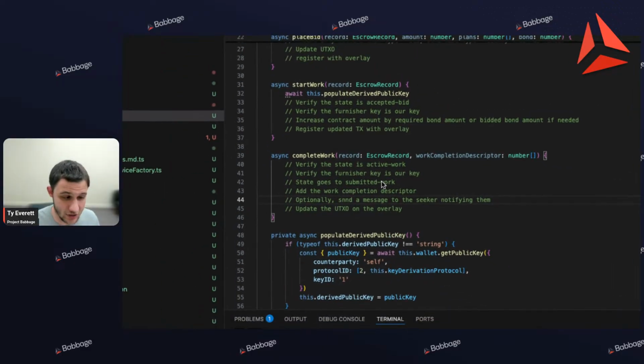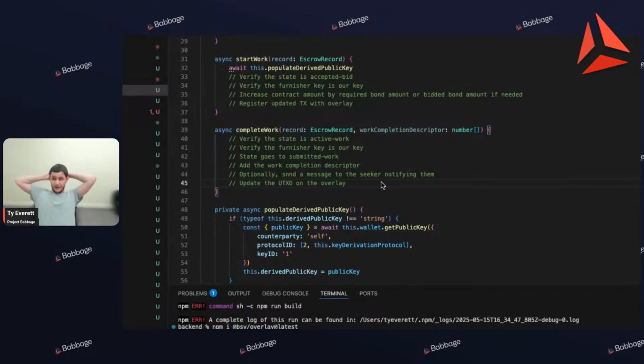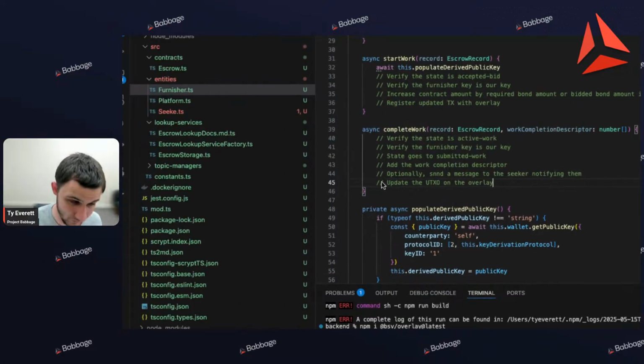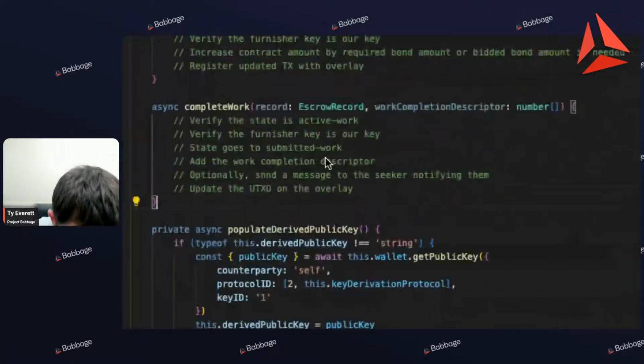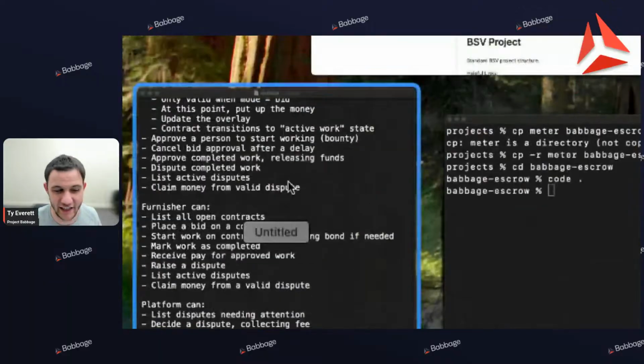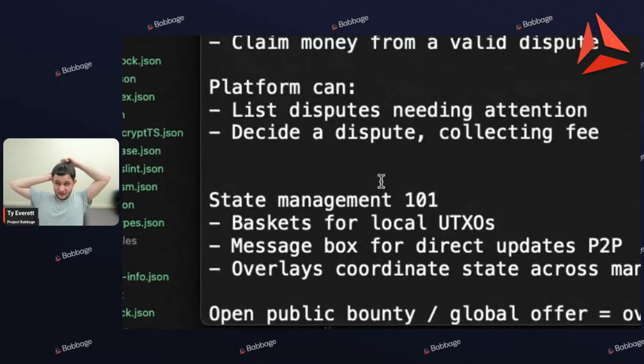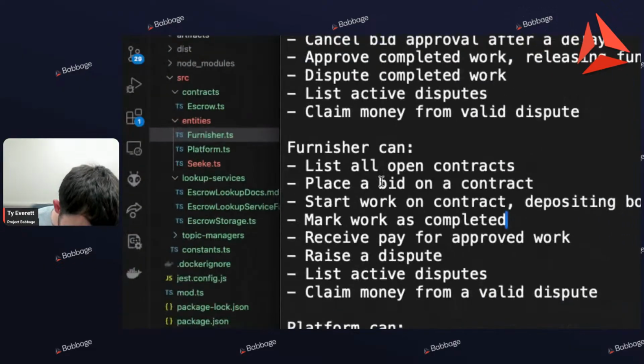You could send a message to the seeker containing maybe an encrypted version of the thing that is salted and hashed and put into the contract as the work completion descriptor so that the seeker can evaluate the work having been completed. Okay. So that's going to be the complete work function, which basically ends. Oh, wait. So if I complete work, I need to approve completed work. And that happens on the other side, which we already coded, I think, or pseudo-coded.